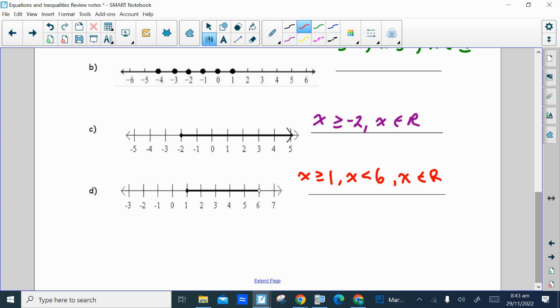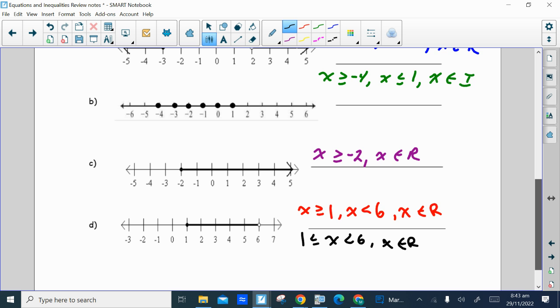Now, when you have a starting point and an ending point, we said before that you could write it as one statement. So for this last one, and you always go smaller number to bigger number, x is greater than or equal to 1 or less than 6. That could be written like that.